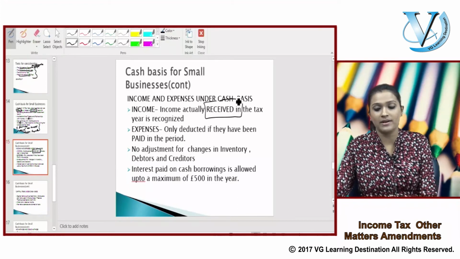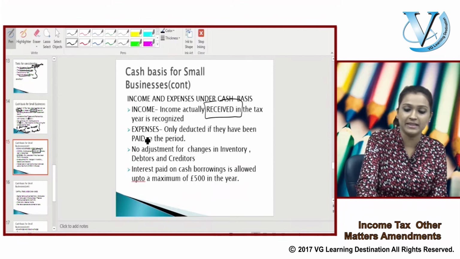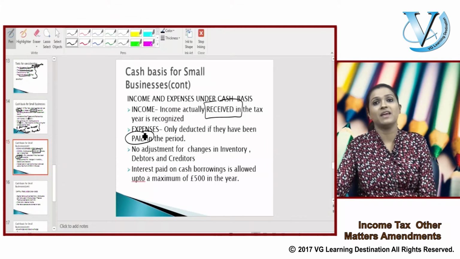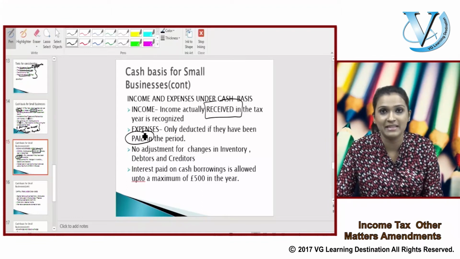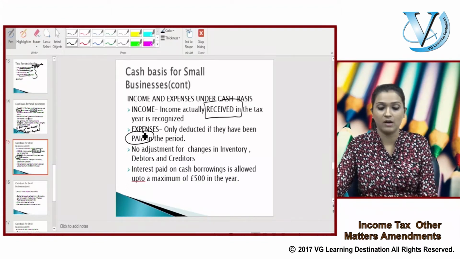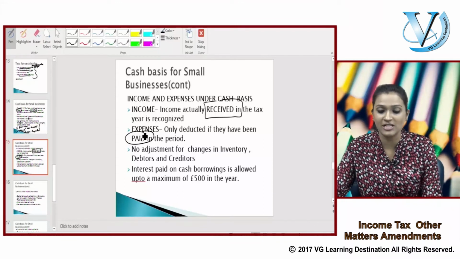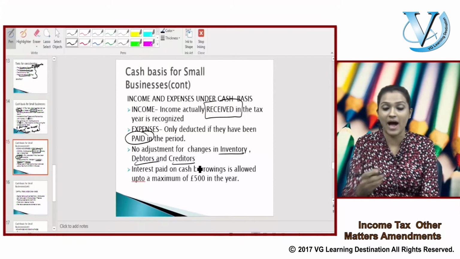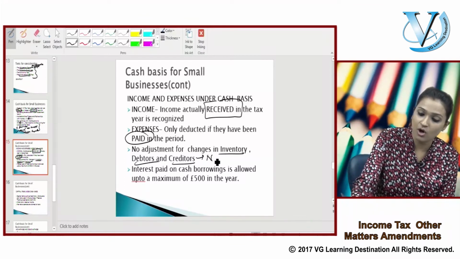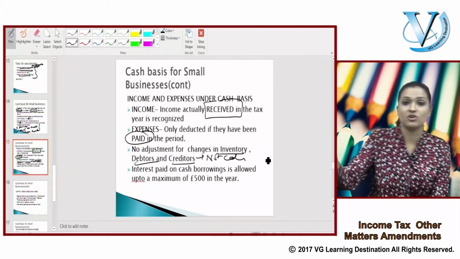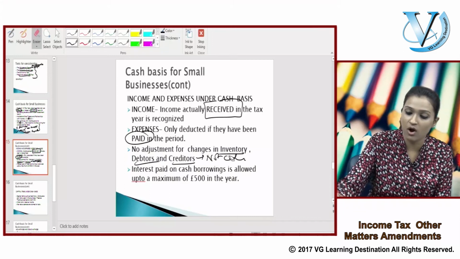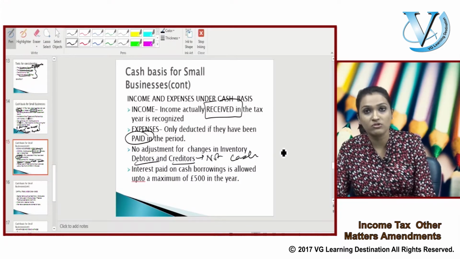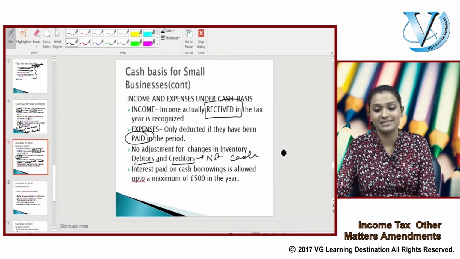Expenses are only deducted if they have been paid in the period. So what about expenses? You deduct them if they have been actually paid in the period of account. There is no adjustment for changes in inventory, debtors and creditors. Why? Because they are not cash. If they are not cash, you cannot adjust for them while preparing your books of accounts on a cash basis.